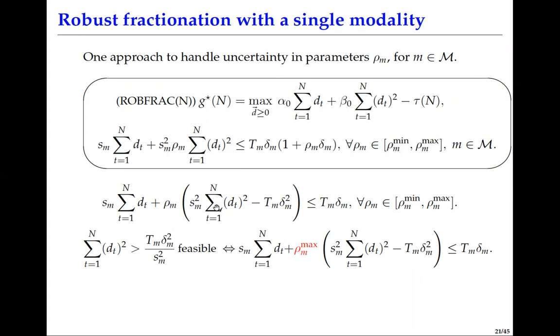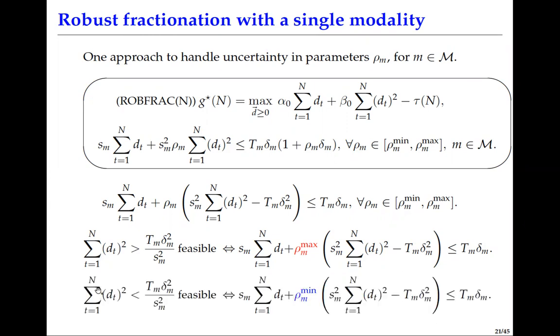In particular, if this dose squared sum term is actually bigger than this divided by this sm squared, that means this quantity is positive, right? Then that will be feasible if and only if it is feasible with this value rho m max. That's the idea, right? Because that is basically going to give me the largest value of this left-hand side, because this quantity is actually positive. So if I make sure that this constraint is satisfied with this rho m max value here, then it will actually be satisfied for all values of rho m. And that is the case for doses whose sum of squares is actually bigger than this.